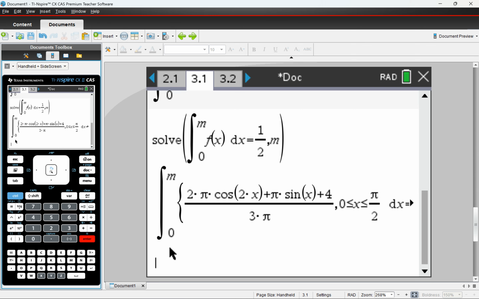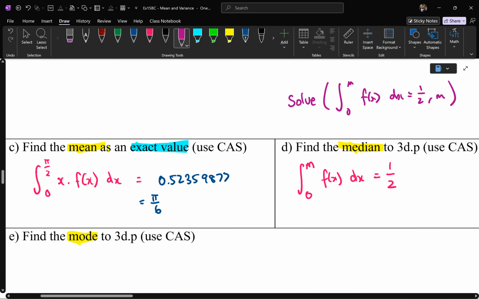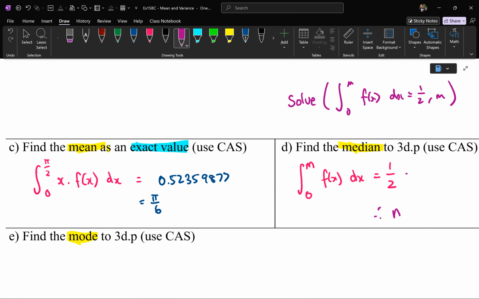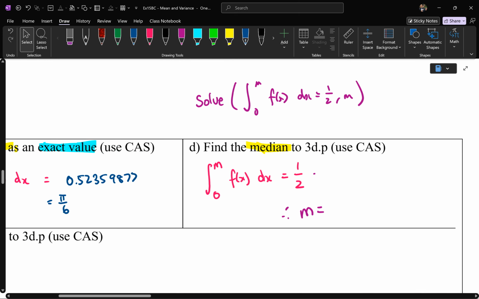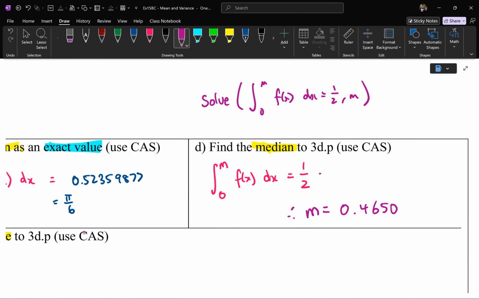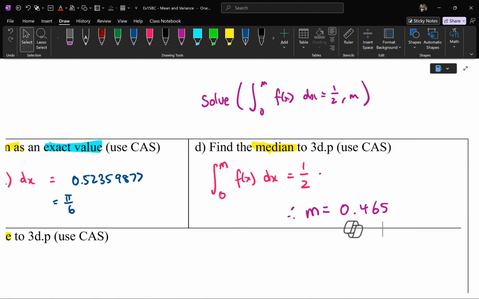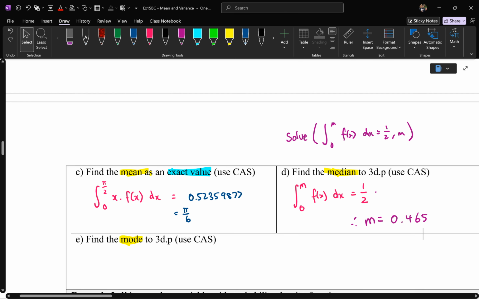Close brackets. And it said decimal places, so it should be 0.4650. Therefore, m, which is where the median will occur, is at 0.4650. 3 decimal places, so 0.465. Hands up if you got that. Good, good, good. Excellent.